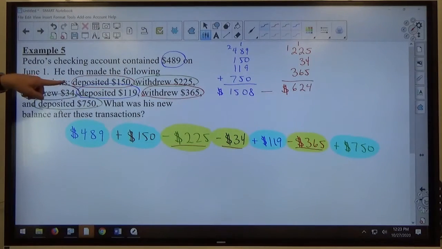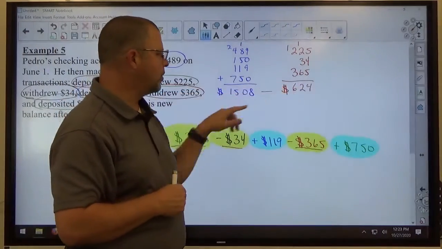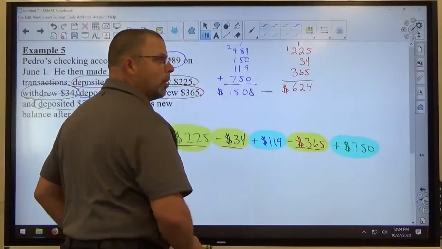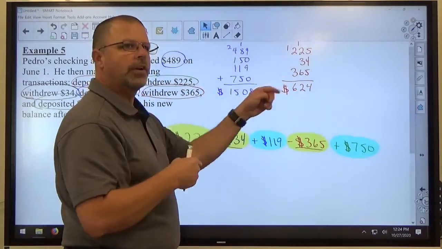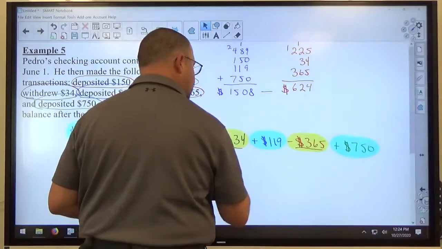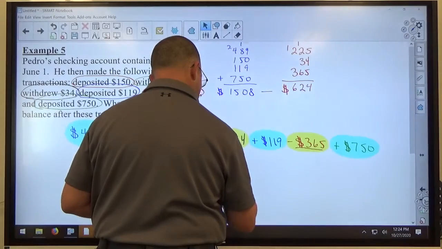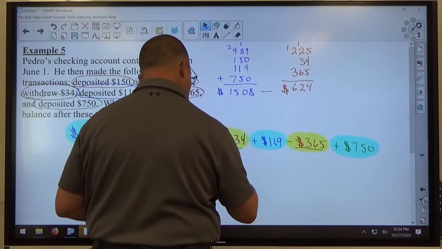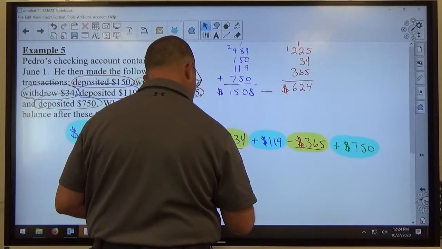So the 1,508 is a positive because we got a bunch of positives to make it. The 624 is negative because we've got a bunch of negatives to make it. And our end result is two numbers that have different signs. So the final answer, since these signs are different, I'm going to subtract. So 1,508 minus 624. 8 minus 4 is 4. You can do it on a calculator, sure. 10 minus 2 is 8. 14 minus 6 is 8.